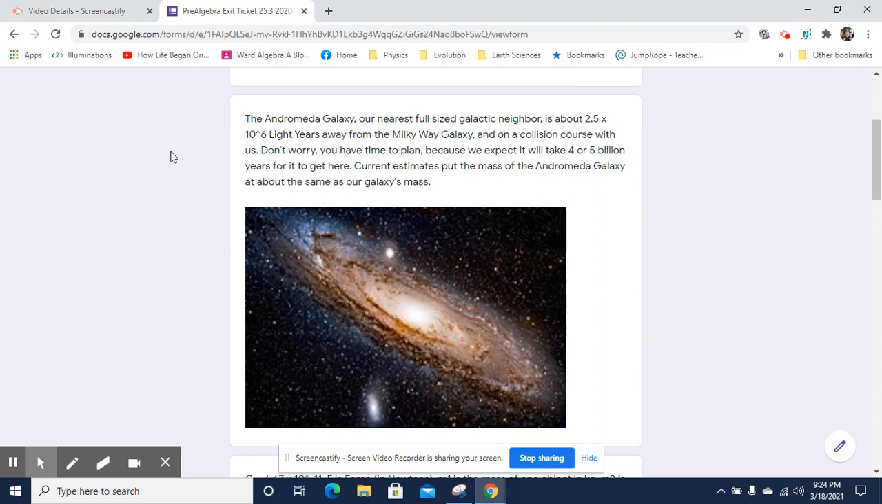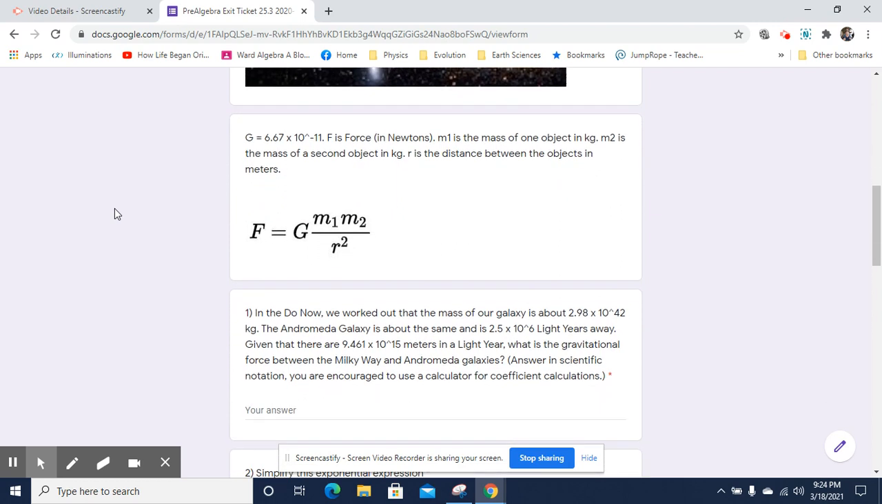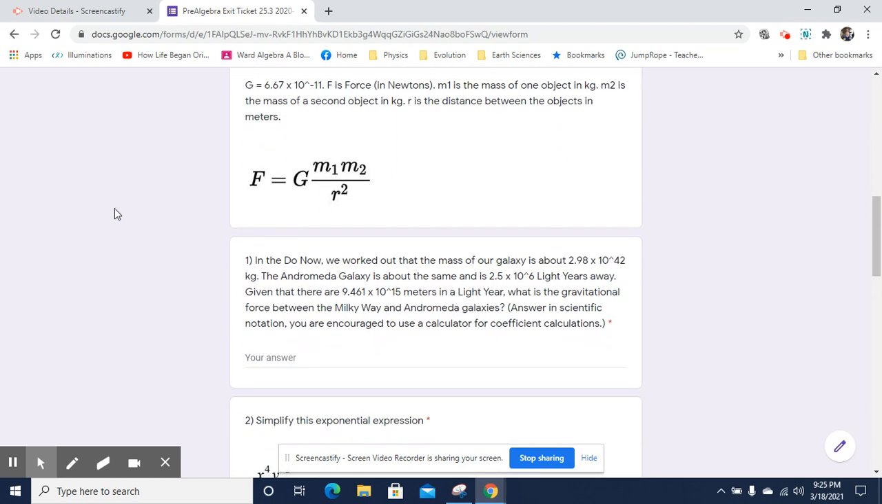Now that galaxy is about 2.5 times 10 to the 6 light years away. It's probably about the same size as the Milky Way galaxy. Recent estimates have revised its size down a little bit. We used to think it was a little bigger, maybe 25 to 50% bigger. But currently, we're saying it's about the same mass as our galaxy, and that's the number we'll work with for today.